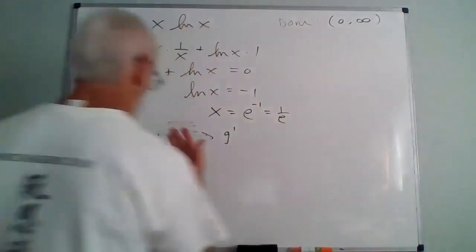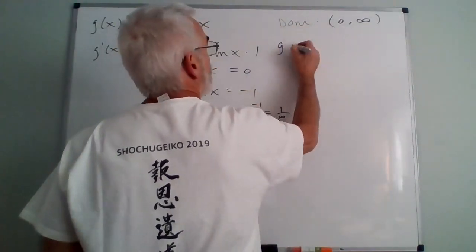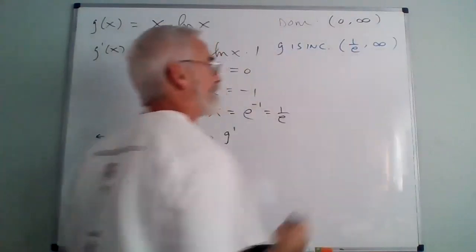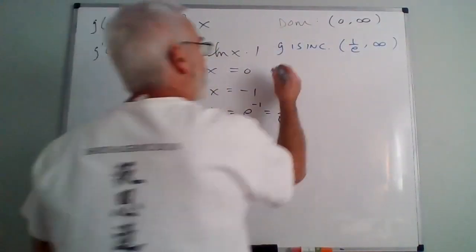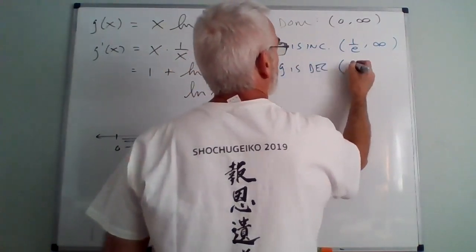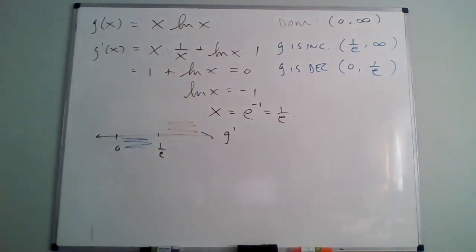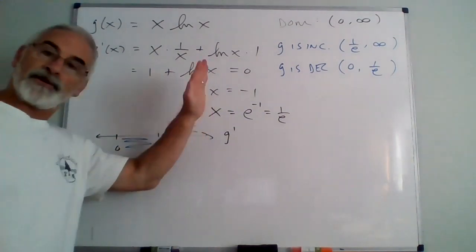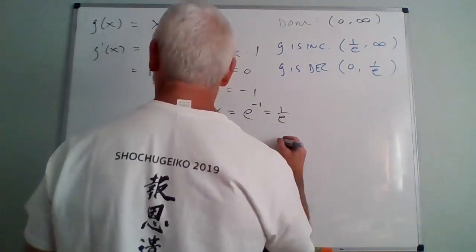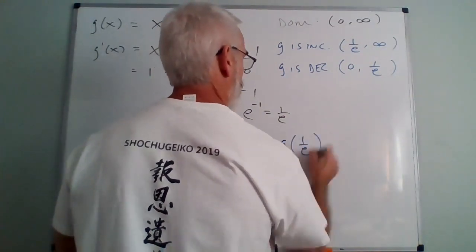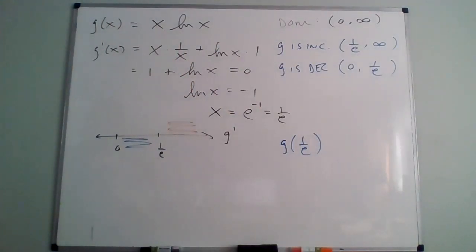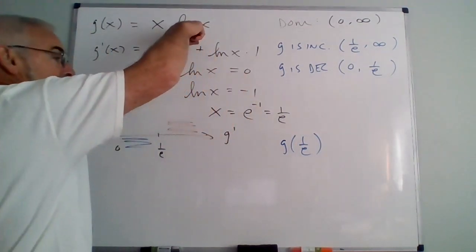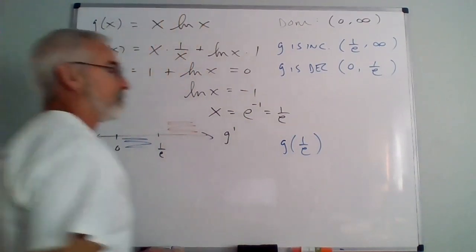So based on this, I can clearly say that g is increasing in the interval 1 over e to infinity, which is pretty much most of the graph. But g is decreasing from 0 to 1 over e. That's not very much, but the fact is, I was decreasing, I have a horizontal tangent, and now I'm increasing. I do know that. So I can say with certainty that g of 1 over e, now what is g of 1 over e? Well, let's see. The natural log of 1 over e, we already know, is negative 1 times 1 over e.